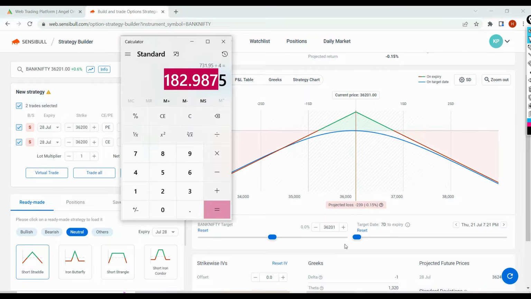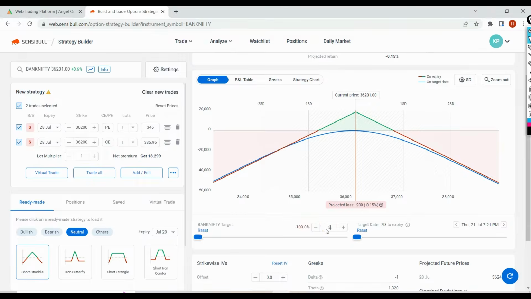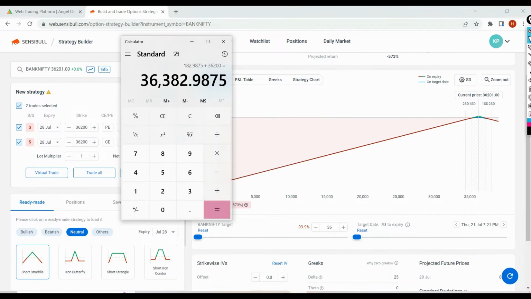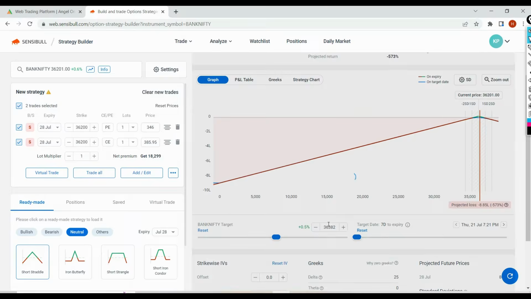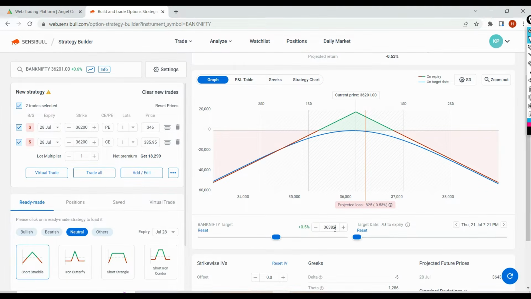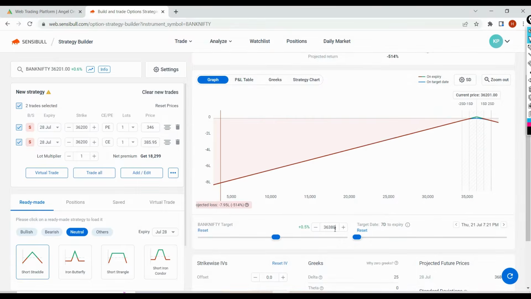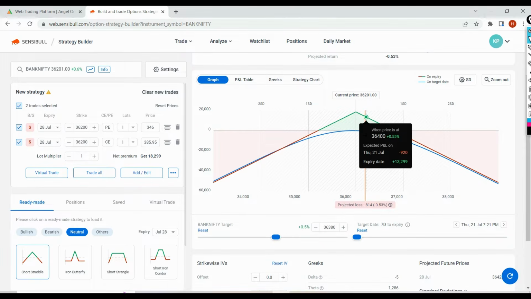All right, so for demonstration purposes, I'll go to this thing. I'll say press 36,200. Okay, 36,200 is equal to almost like 36,382. So let's make it 380. Okay, let's say Bank Nifty made a movement to 36,380.